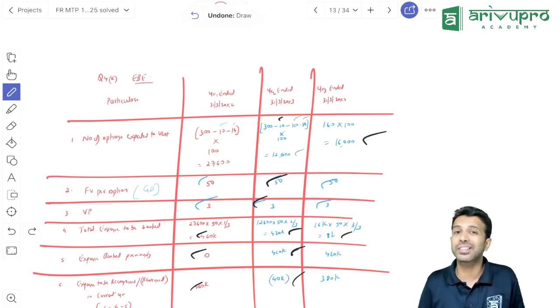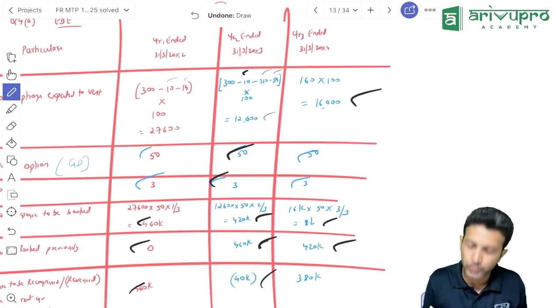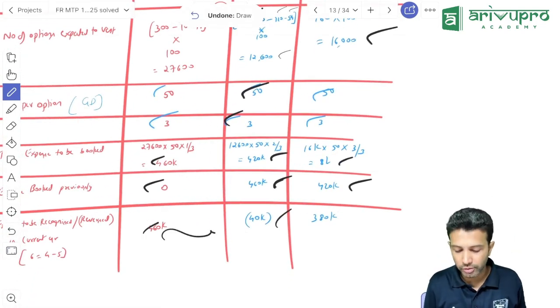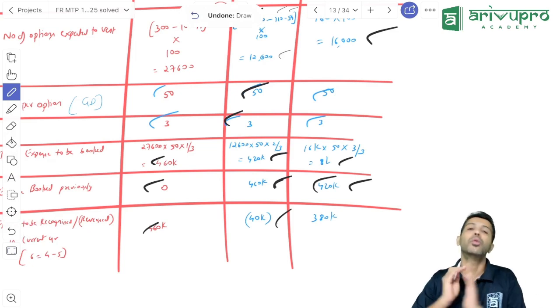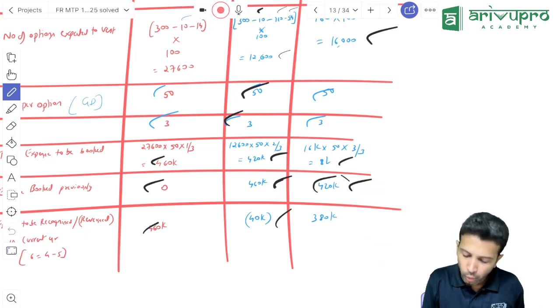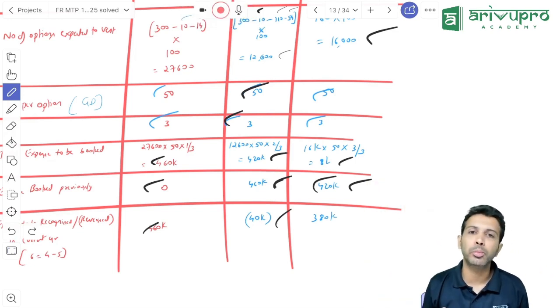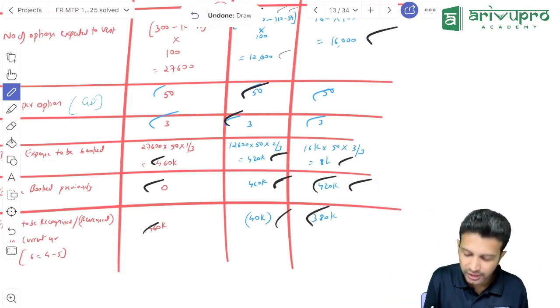But how much have you recognized till now? Till now you have recognized 420. How? You booked 460 in the first year and reversed 40 in the second year. If you add these two, you automatically get 420. So out of 8 lakh, 4,20,000 expense you booked till now. So how much additional expense do you need to book in the third year? The difference of these two, which is 3,80,000.